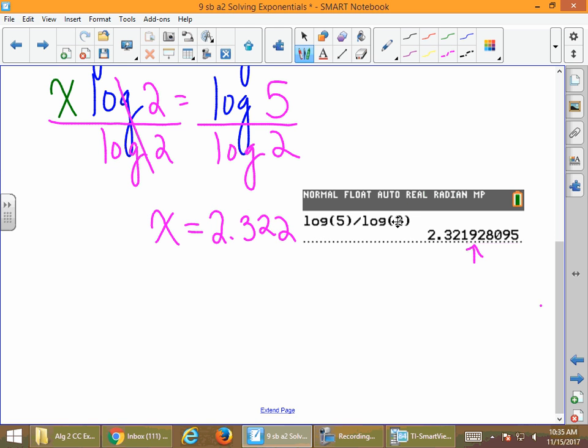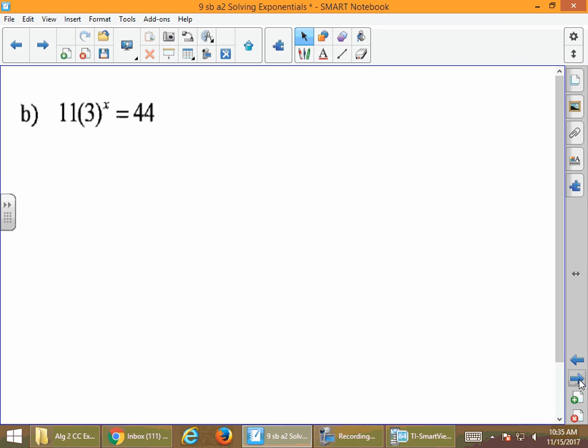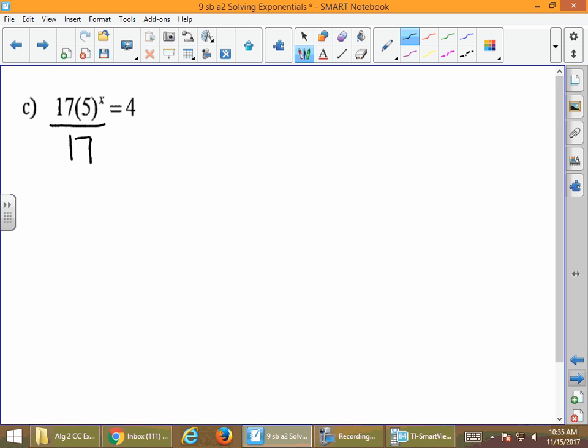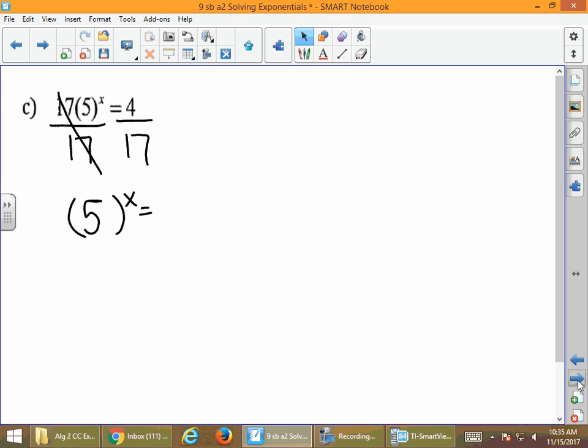Going to skip letter B and go to letter C. They have the same process in both. We need to isolate the variable. And the variable happens to be the exponent. So what's going to happen on this particular problem is we're going to divide both sides by 17. When we do, we get 5 to the x equals 4 divided by 17.